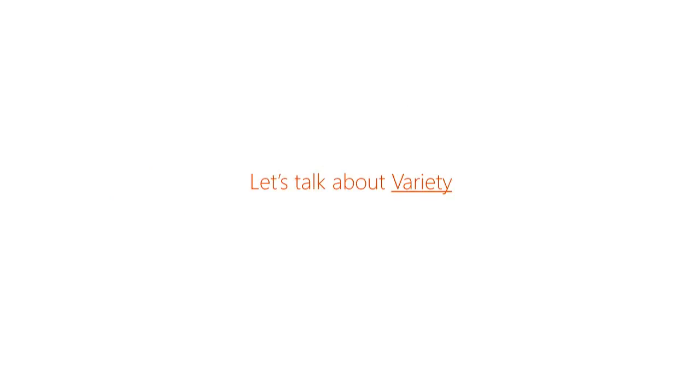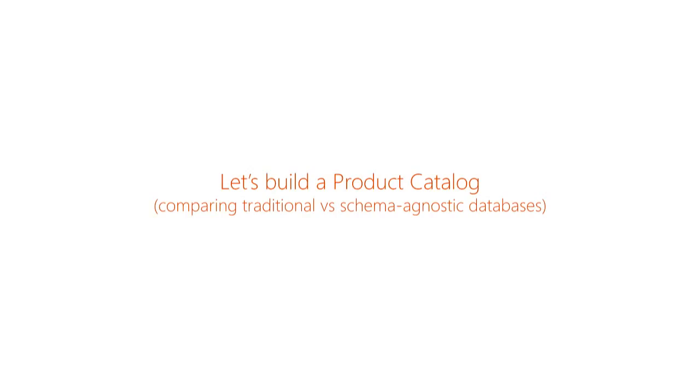So let's also talk about variety. This is the third V in our three Vs. And I like to think of this, the easiest way for me to rock this is by building a product catalog. And we'll think about how we build this in the traditional relational model that we're all familiar with, and what this would look like in a schema-agnostic database.